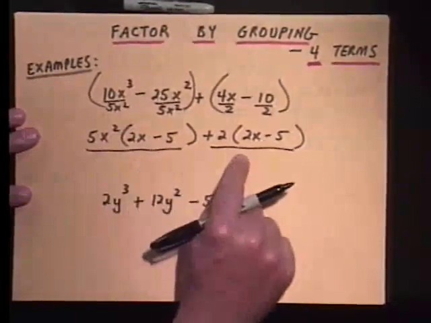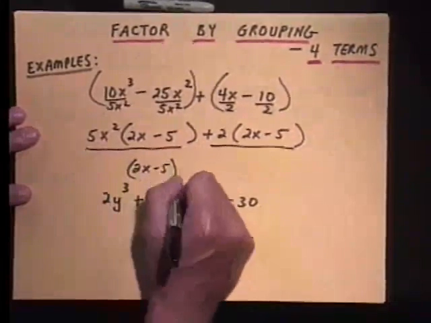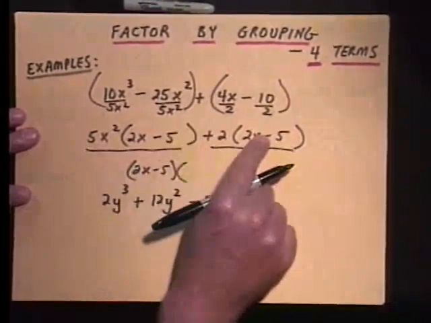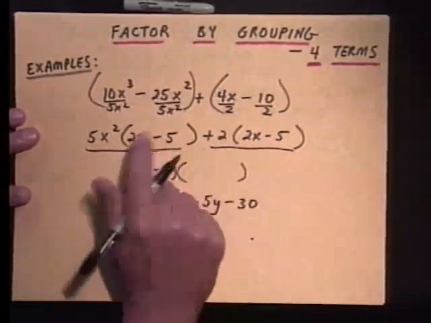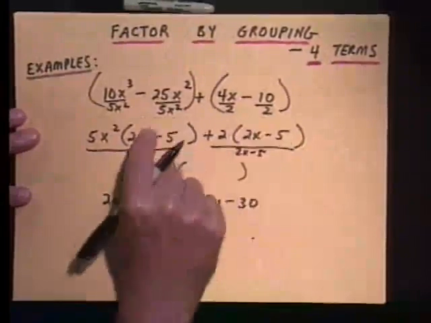So now you can take that 2x minus 5 out and then put what's left in the parentheses. All right, there's that common 2x minus 5, and you can write it right underneath here if you want to. So I'm always taking the greatest common factor and I'm sneaking it underneath all these things.